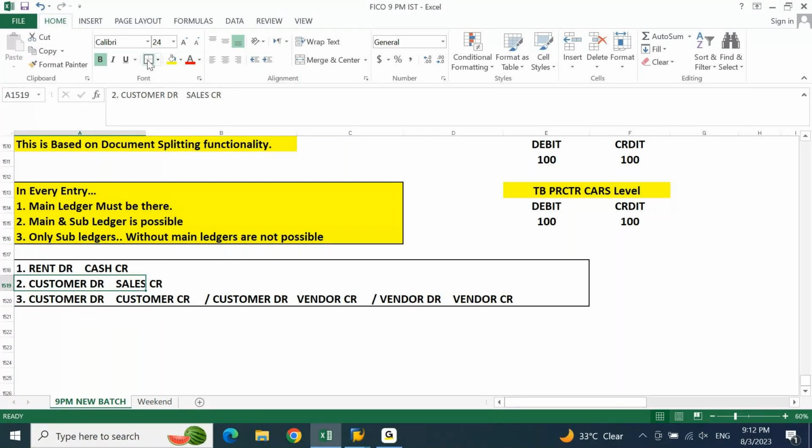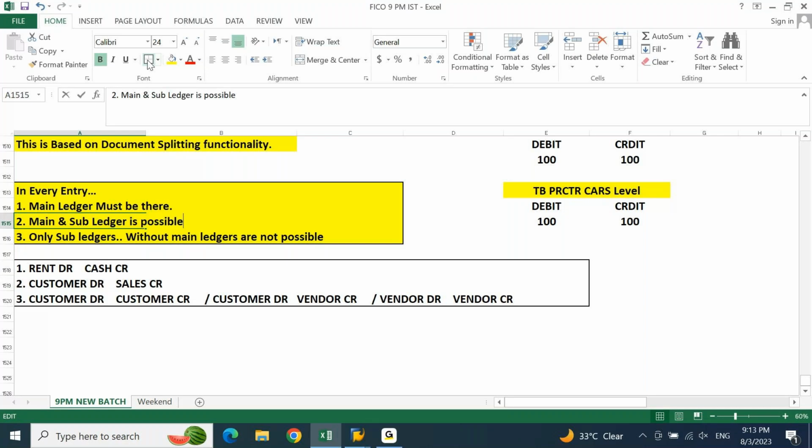Both of you said that this ledger is possible in document splitting. Which one? The second point, like you said, main ledger and subledger is possible, and then you take the down payment: customer debit to sales credit. Okay, is that right? So you need to write this down: customer account receivable debit to sales credit.